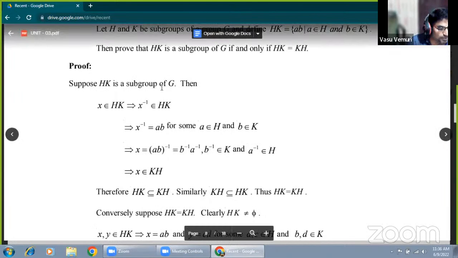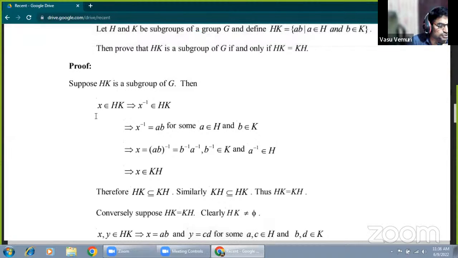HK is a subgroup of G means you just have to assume any one of the elements, say X. Suppose X is any non-zero element, then its inverse is also in the product of the subgroups. So here A belongs to H, B belongs to K. The product of the elements of the subgroups is AB, so that element is say X inverse. Here A belongs to H, B belongs to K. Here we apply the inverse, taking the inverse on both sides.